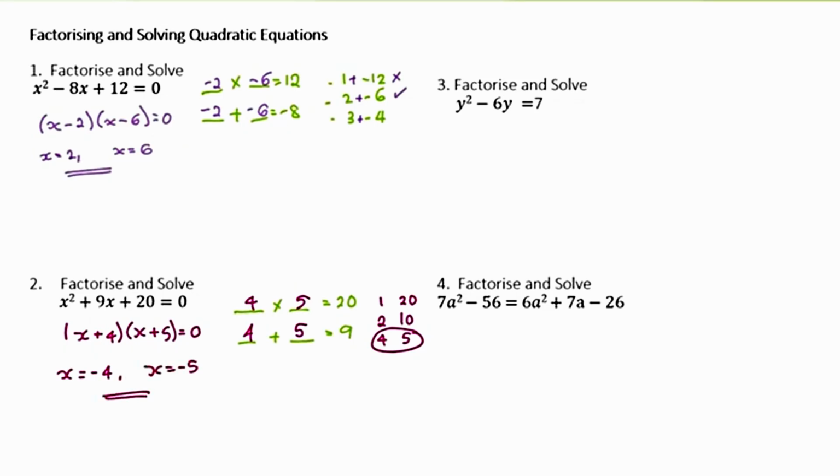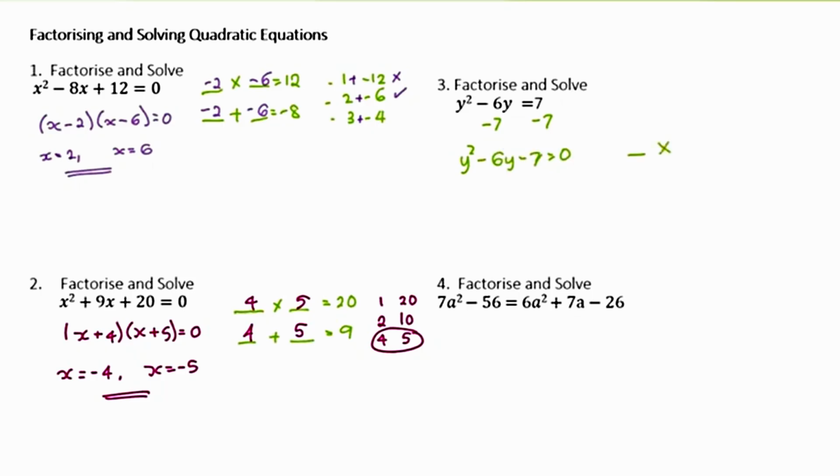For number 3, we are factorizing and solving y squared minus 6y is equal to 7. So we cannot do this as it is because our quadratic equation is not equal to 0. So in order to make it equal to 0, we're going to have to minus 7 on both sides. So we will have y squared minus 6y minus 7. On the right-hand side, we will now have equal to 0.